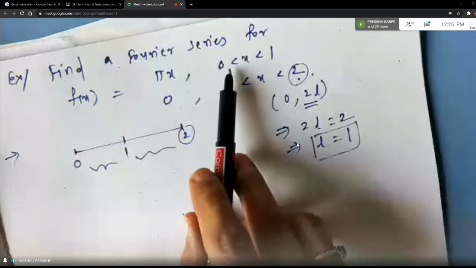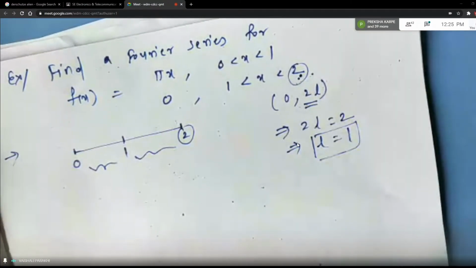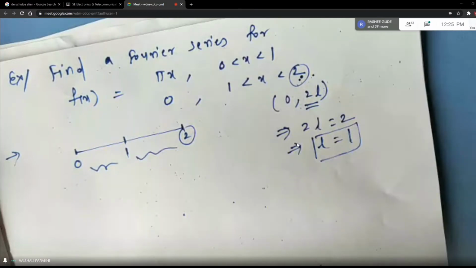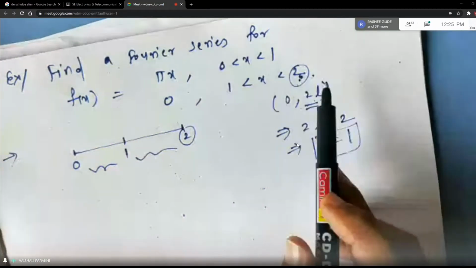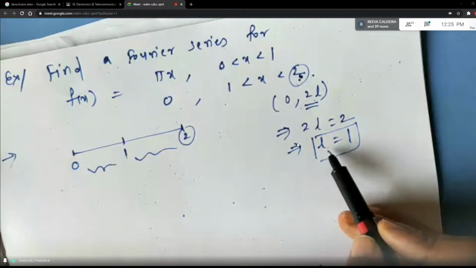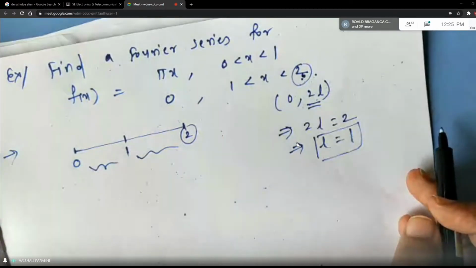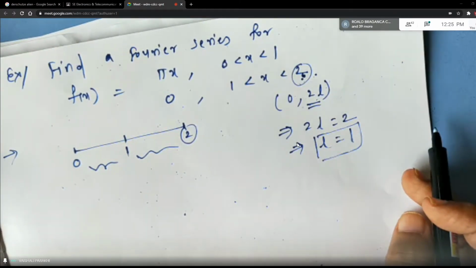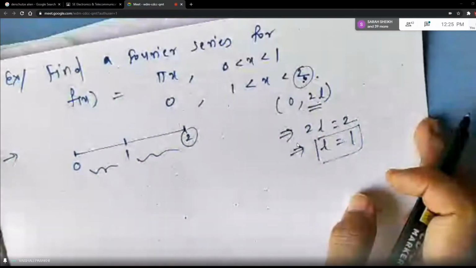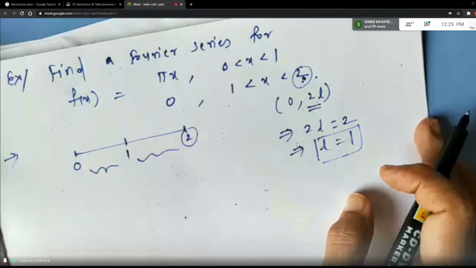Suppose your interval is from 0 to 4. Then 2L will be 4 and L will be 4 by 2, that is 2. So you write the interval from the formula, 0 to 2L, and equate this 2L to this number, whatever it is. It may be 2, it may be 4, it may be anything, and L you can find out from that. All of you understood how to get the value of L here, students? So basically, the first thing is to get the value of L.